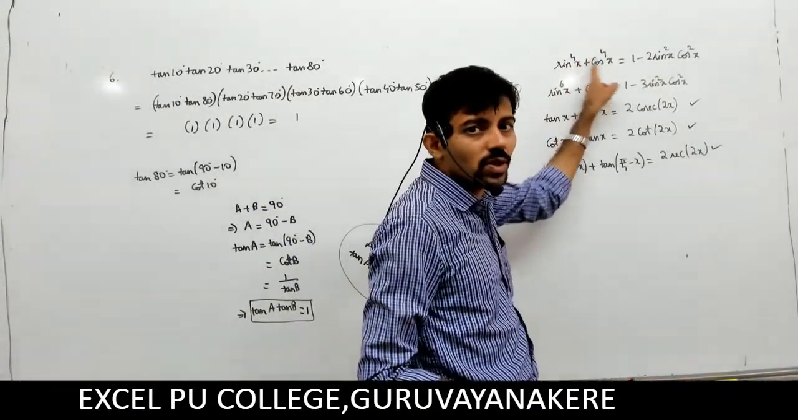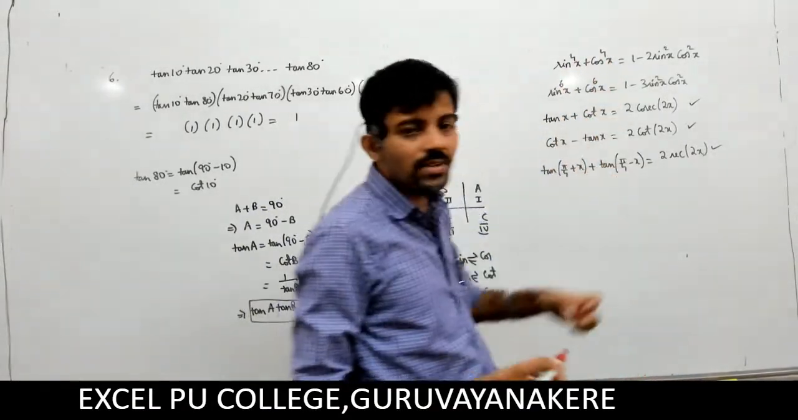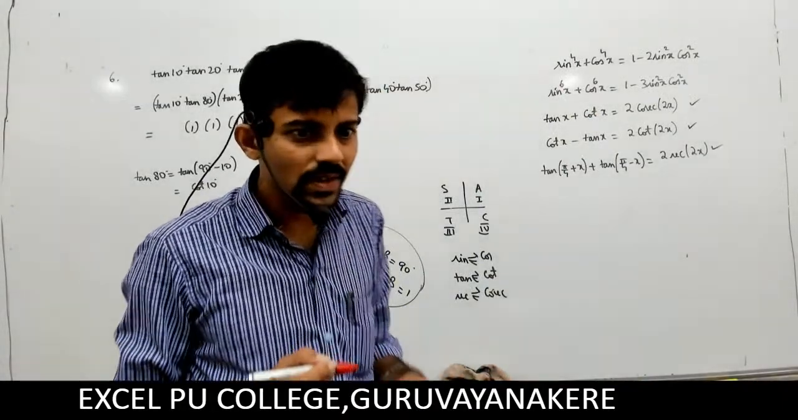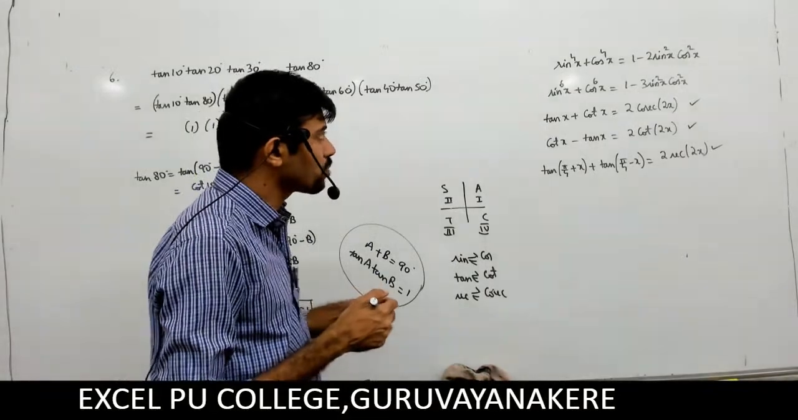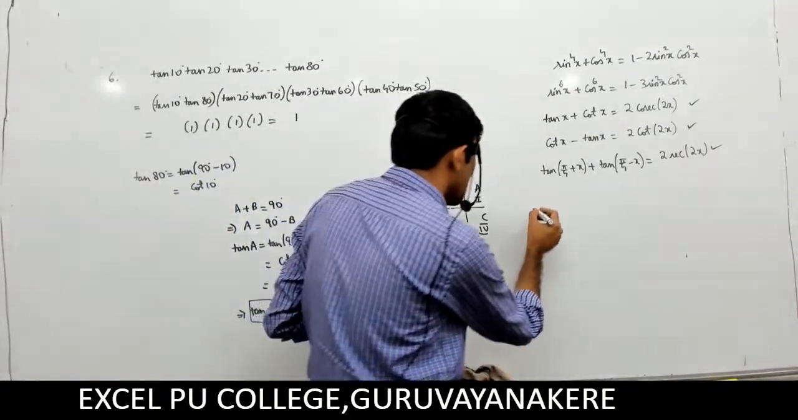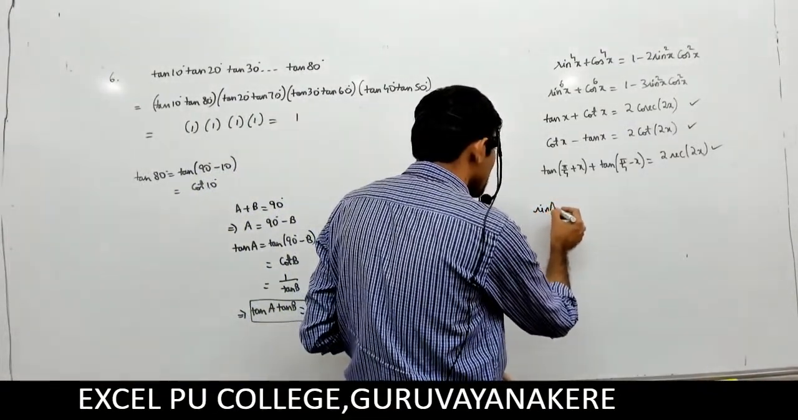Sin power 4 plus cos power 4, sin power 6 plus cos power 6. Okay? Please learn these formulas. Important. Required for competitive exams. I am writing this is exclusively required for competitive exams.